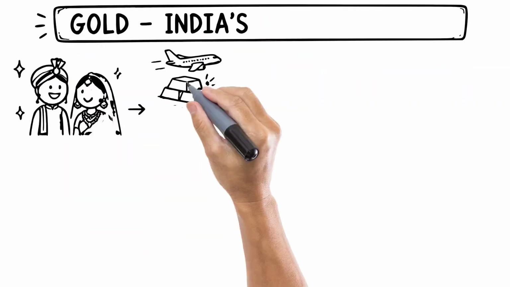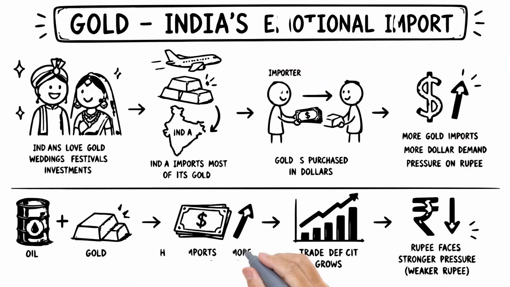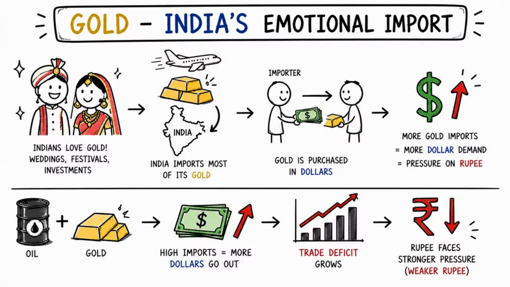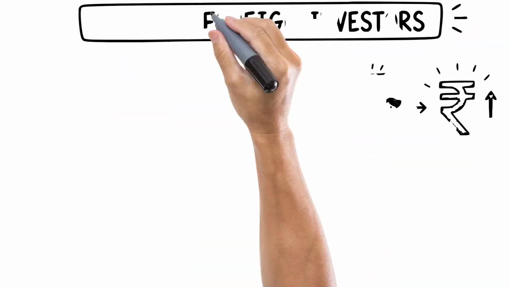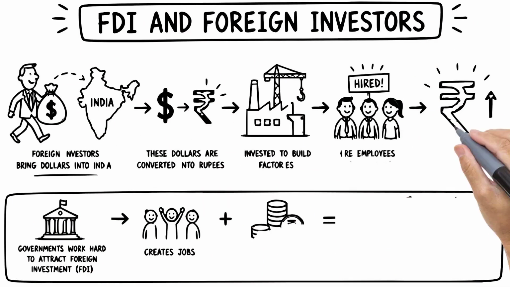Indians love gold. Whether it's weddings, festivals, or investments, gold demand remains huge. The problem? India imports most of its gold from other countries. And just like oil, gold is also purchased in dollars. Whenever gold imports surge, Indian importers need more dollars. This creates additional demand for dollars and increases pressure on the rupee. In years when both oil and gold imports are high, India's trade deficit grows, and the rupee often faces even stronger downward pressure.